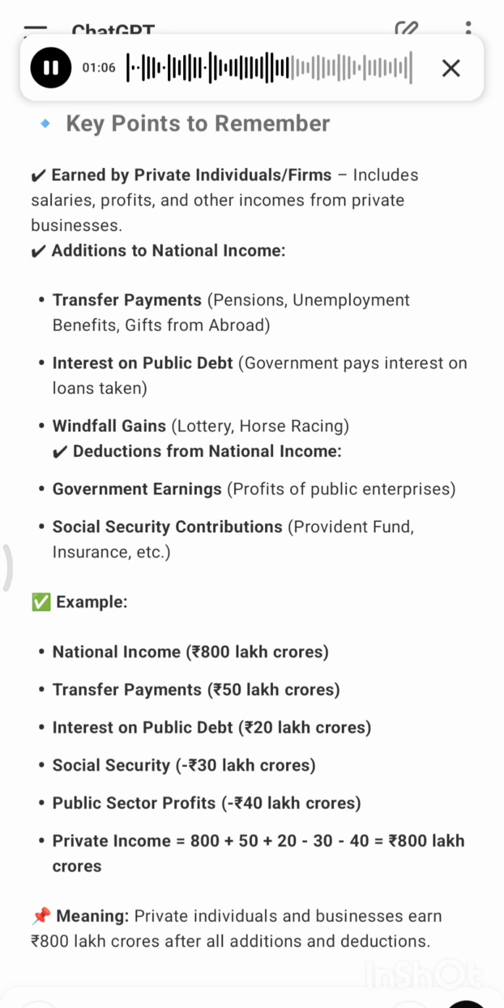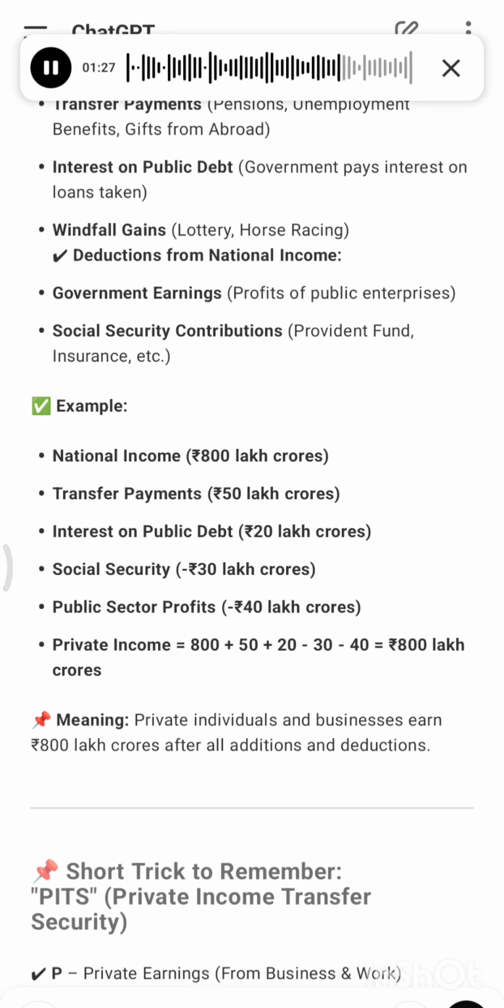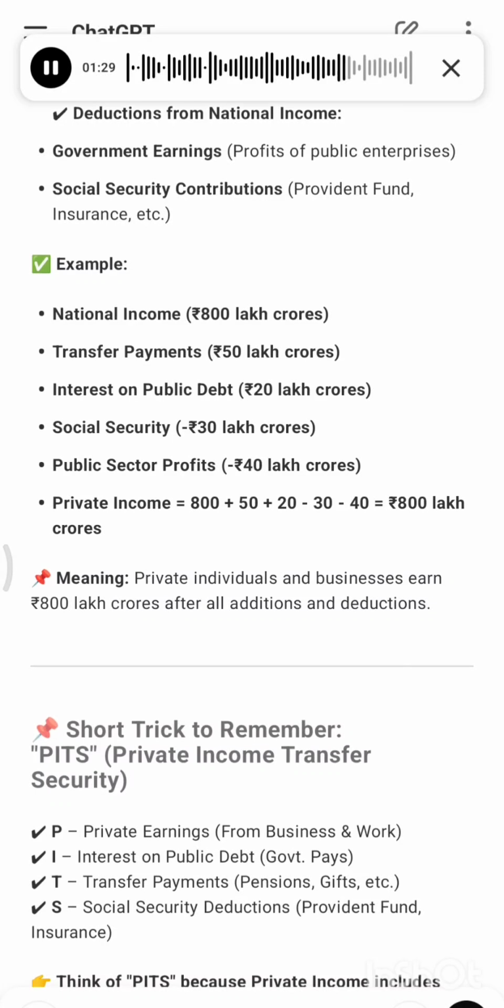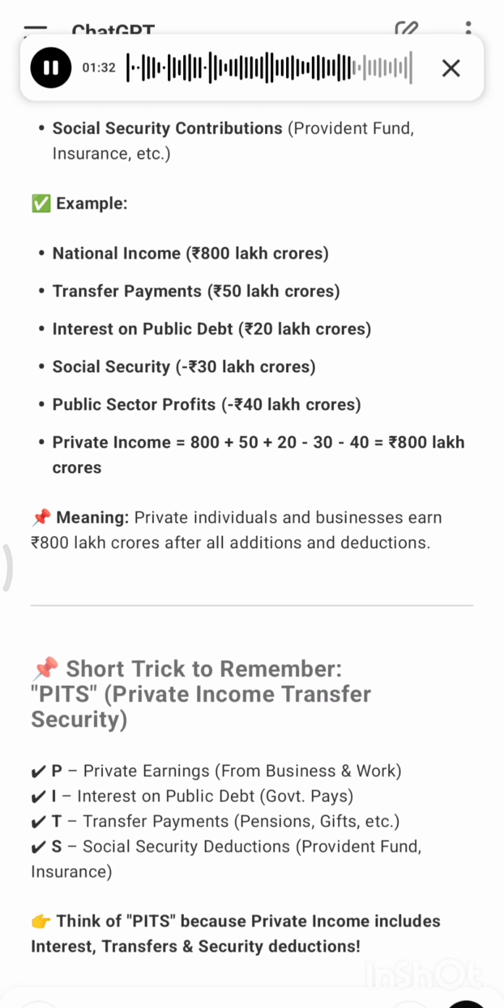Example: national income 800 lakh crores, transfer payments 50 lakh crores, interest on public debt 20 lakh crores, Social Security 30 lakh crores, public sector profits 40 lakh crores. Private income equals 800 plus 50 plus 20 minus 30 minus 40, which is 800 lakh crores. Meaning, private individuals and businesses earn 800 lakh crores after all additions and deductions.